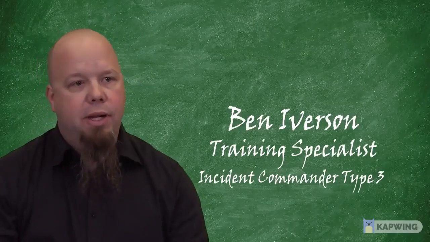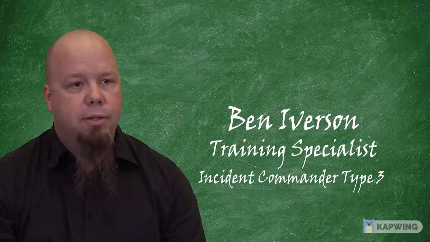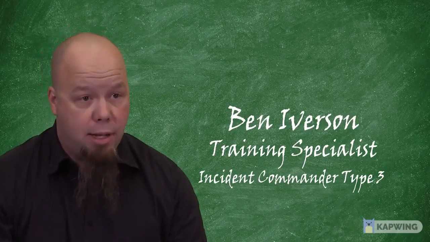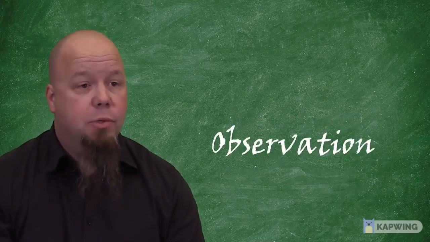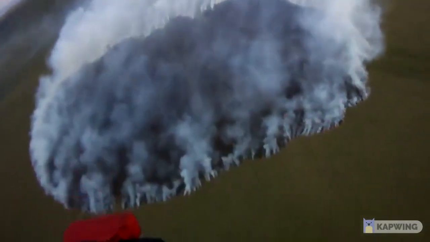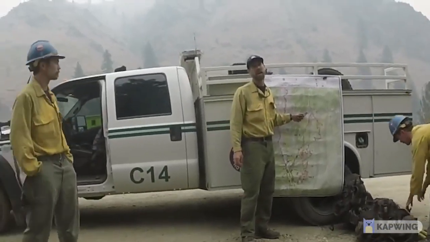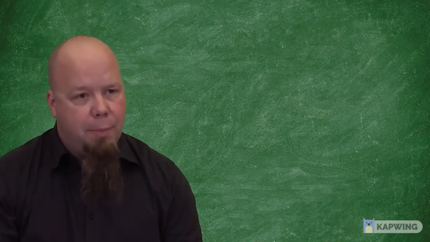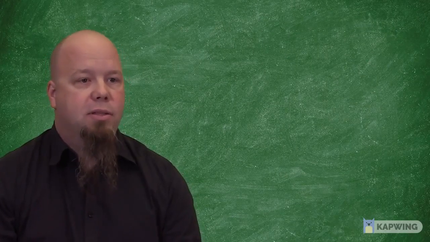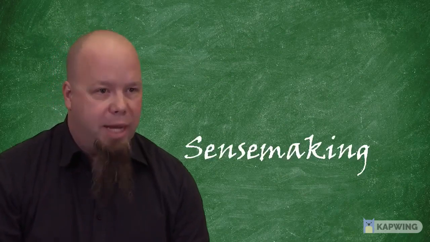When we look at the various definitions of situational awareness, they have certain elements in common. The first element is observation, the way that we take in information from the world around us, either through our own observations, our own senses, or by communicating with others, which is an important aspect of that. But then we have to do something with those observations, and that's the process of sense making.